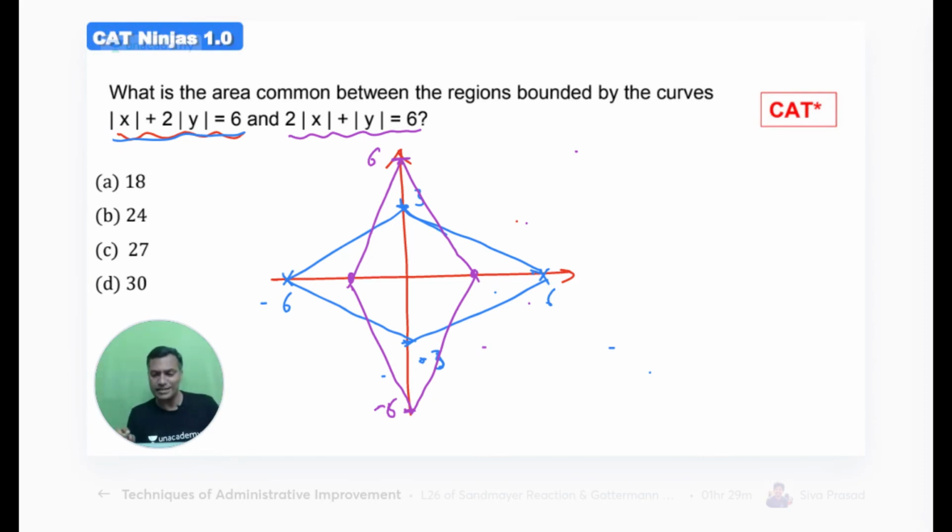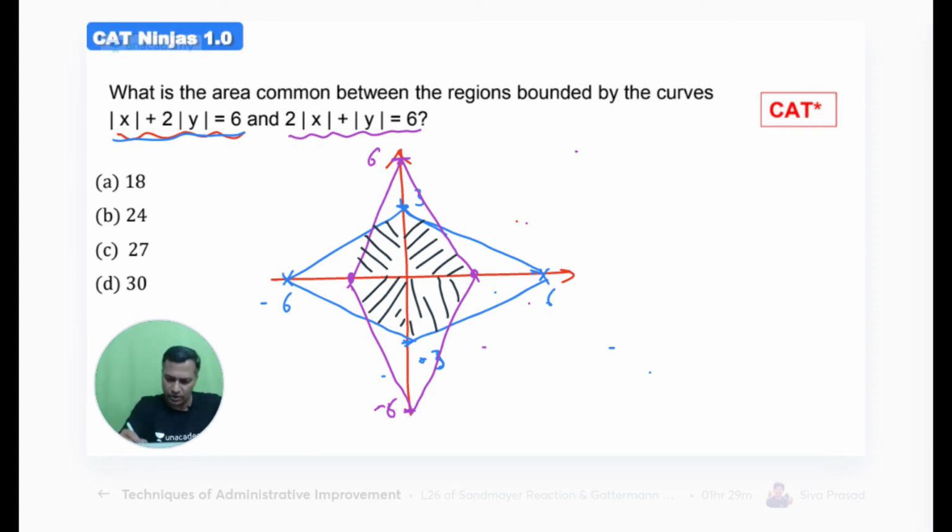Out of this, what is the common region? Of course, the common region is this. This part and this part, right, this part, and of course there is symmetry, and finally this particular part. This is the common region I am talking about. This is what we need to figure out. How do we find this?